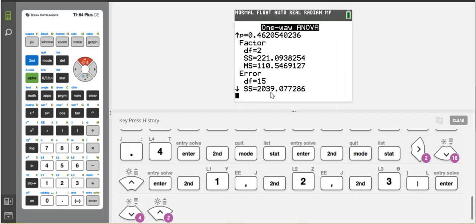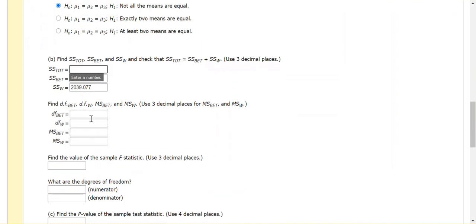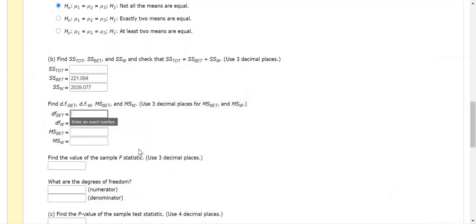2039.077. So double check that, 2039.077 to three decimal places. So again, error is the same as within group, and factor is the same as between the group. So I'll do the total at the end. So then the degrees of freedom for between the group or the factor, I look at my calculator, and it tells me that that's 2.